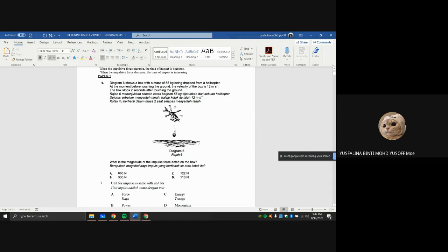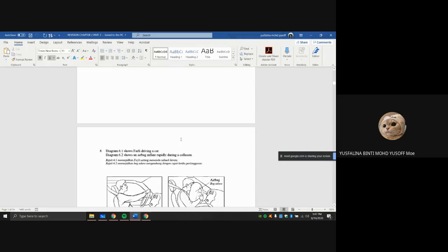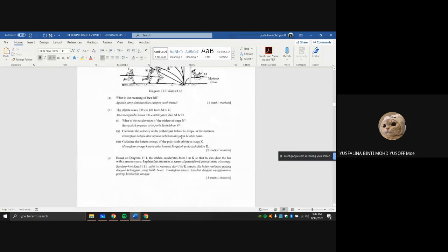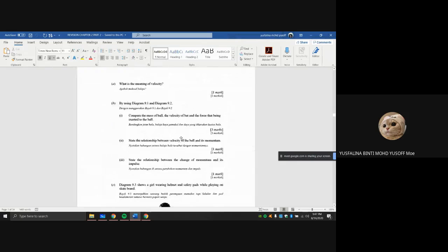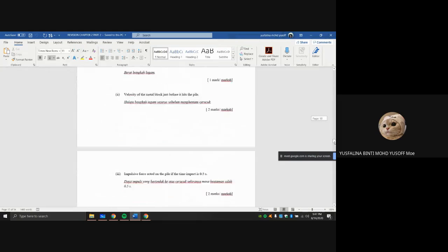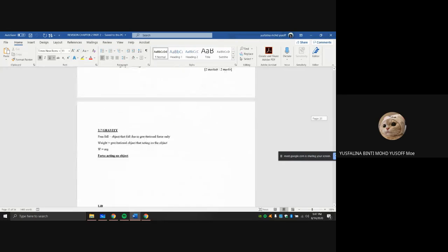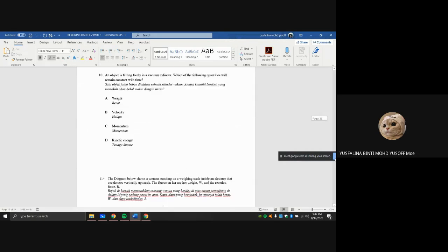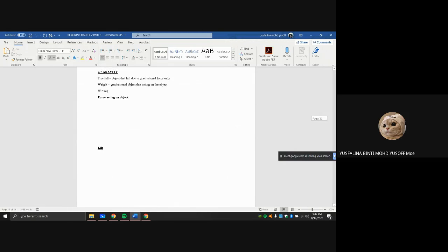So I give you time, right? Let me see whether you can move to the next part. After this is forces and equilibrium, I think. No, this one is gravity. So I do 2.6 and 2.7. So 2.7 is gravity.